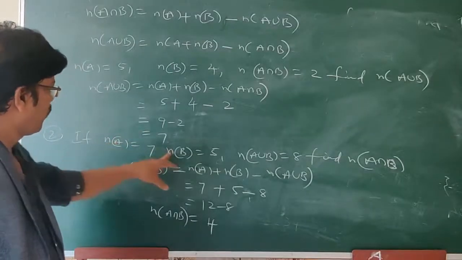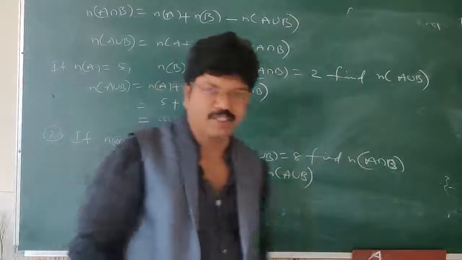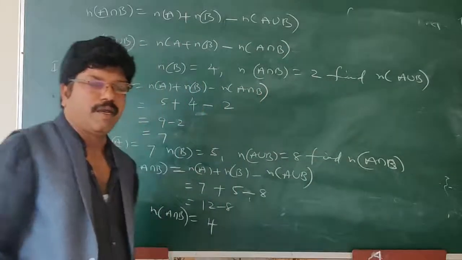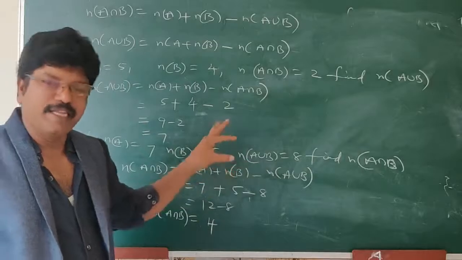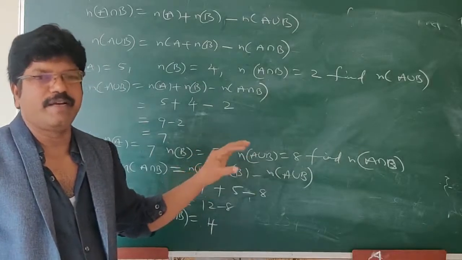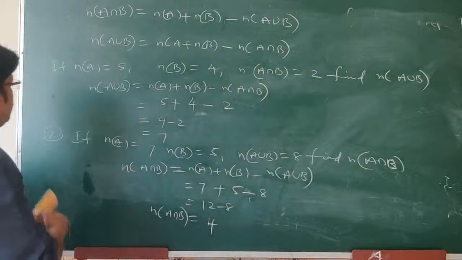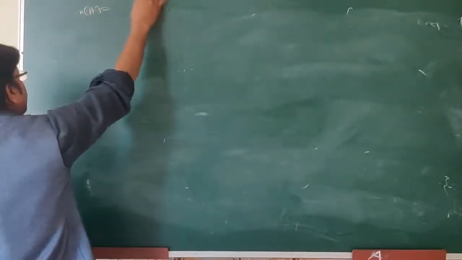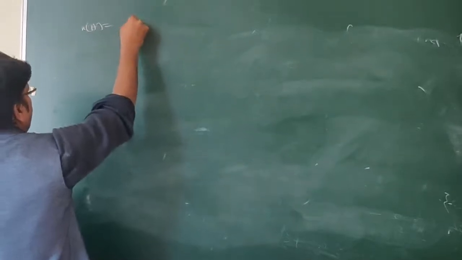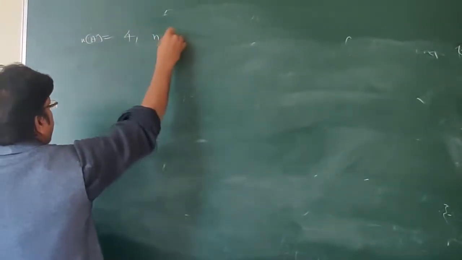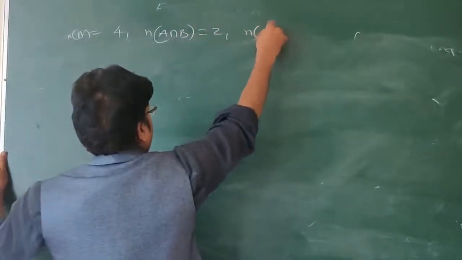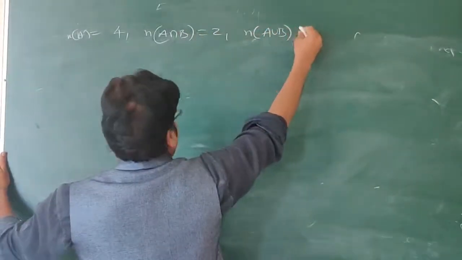n of A, n of B, n of A union B, n of A intersection B. There are 4. Among these 4, if any 3 are given, we will find the other 4th one. We will find n of A is 4, n of A intersection B is 2, n of A union B is 5.